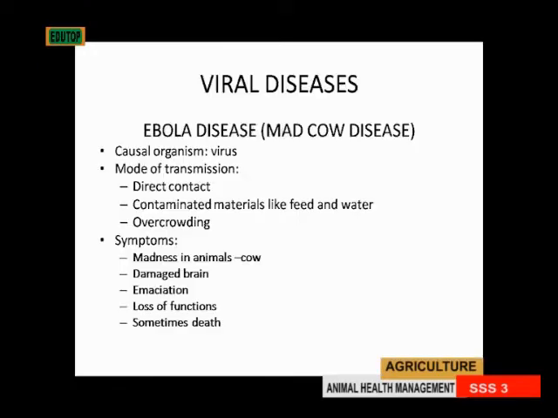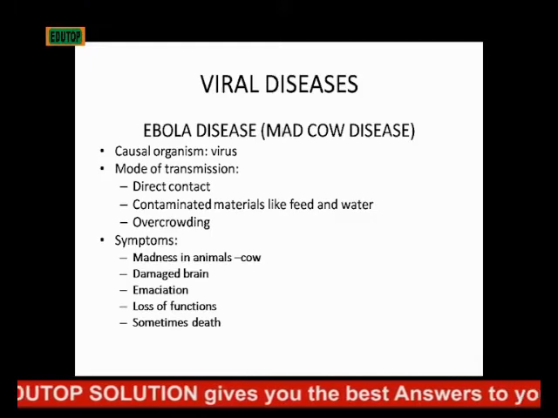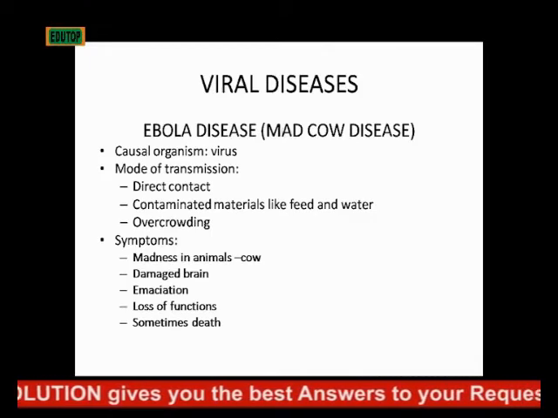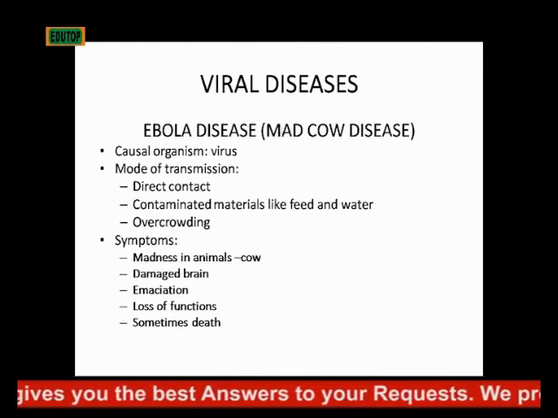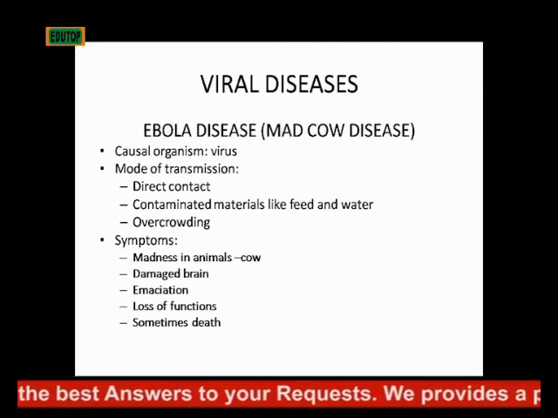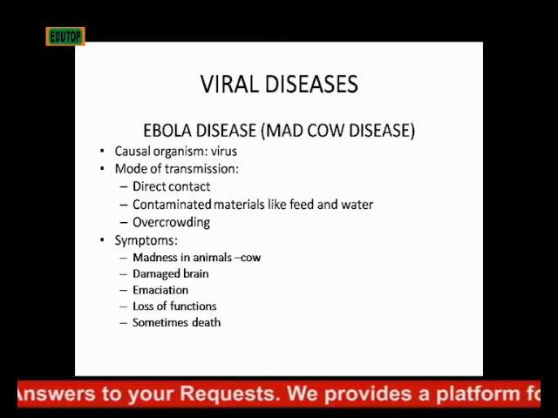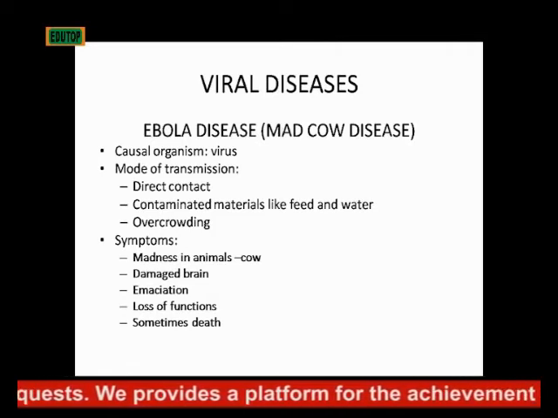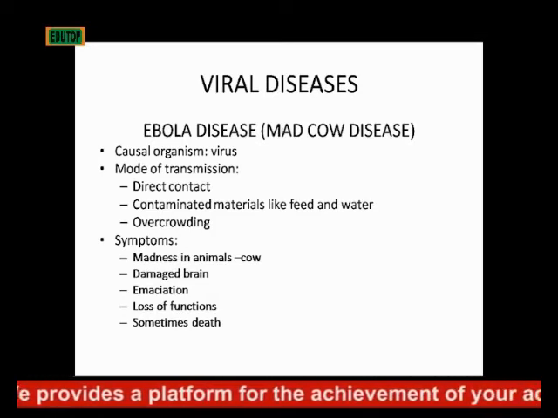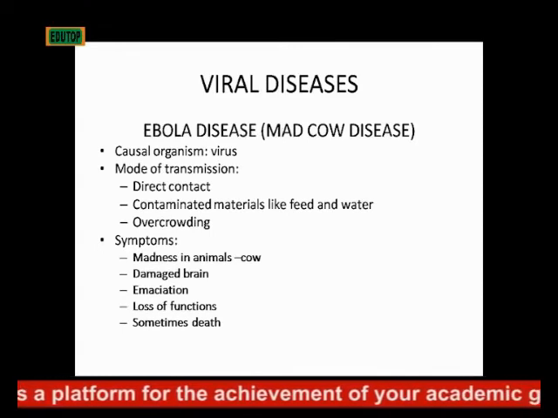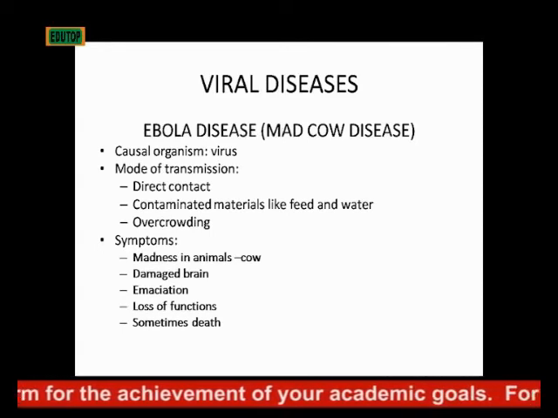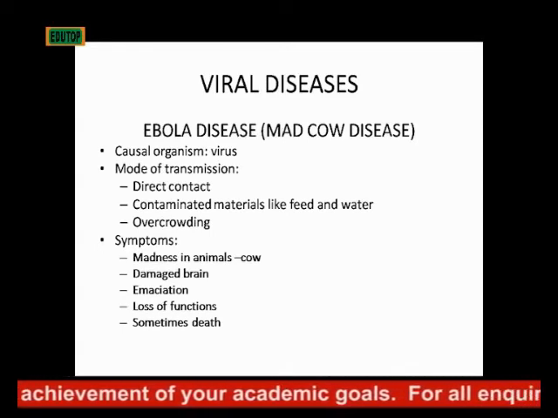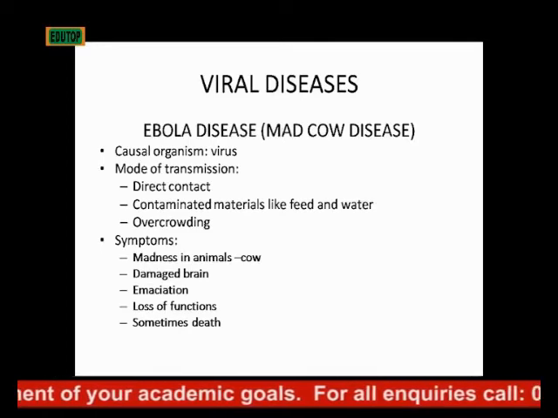And symptoms: madness in the animal. You observe the animal starts to misbehave, like it has a psychological problem. That is seen in cows. So that's why it's called mad cow disease. Then the brain is damaged. The brain of the animal is damaged. Then it loses function, and it sometimes leads to death.